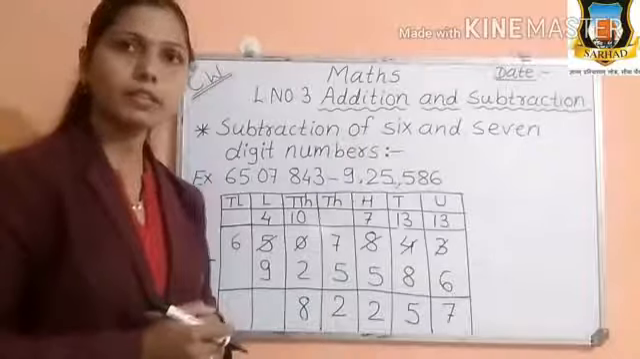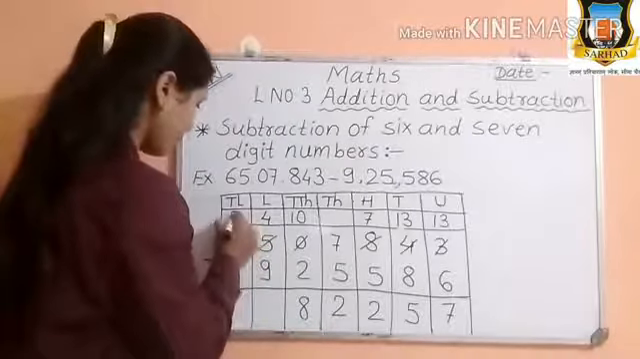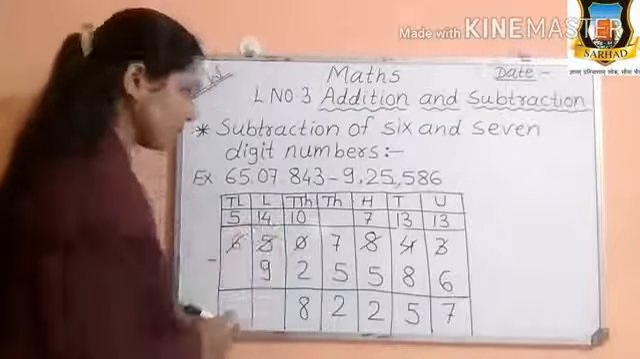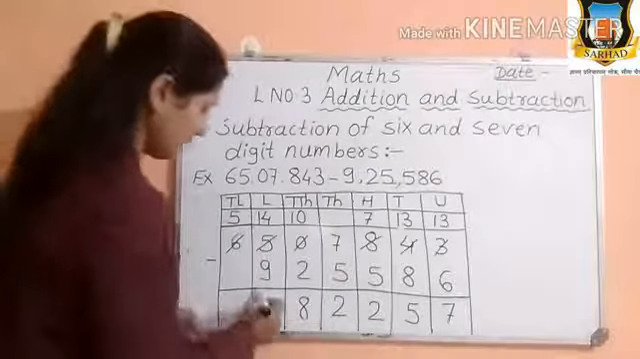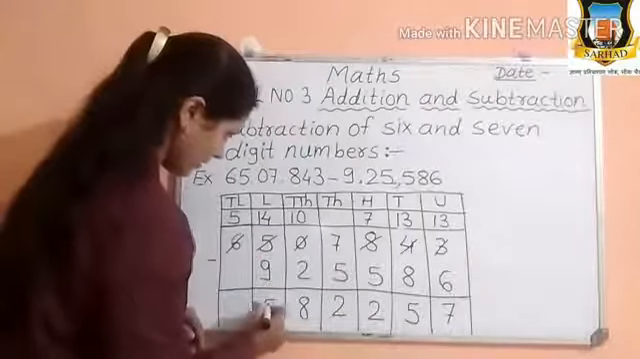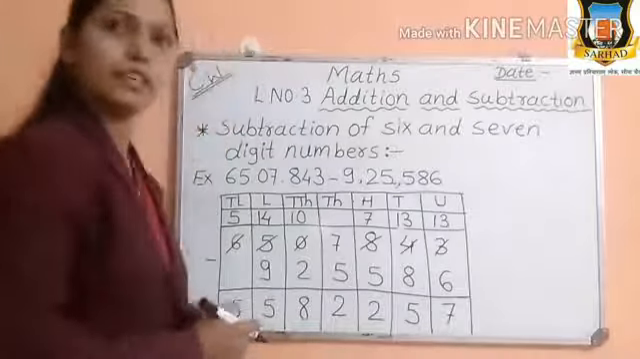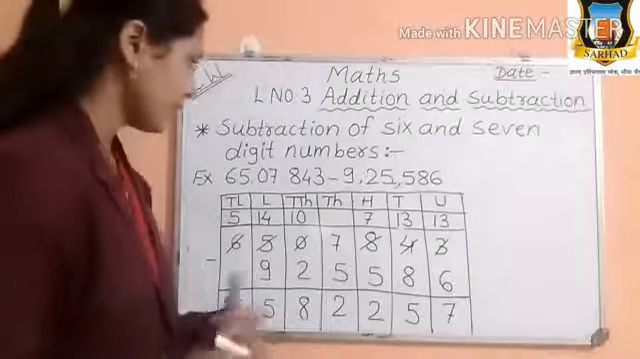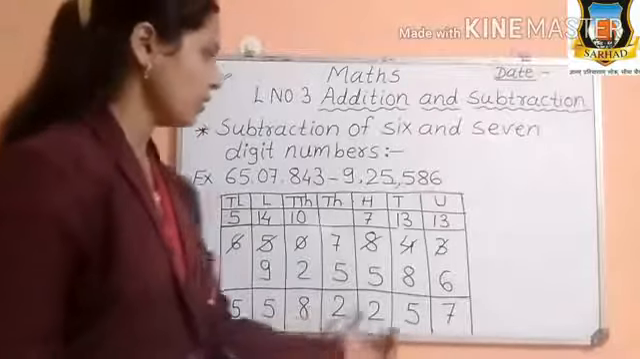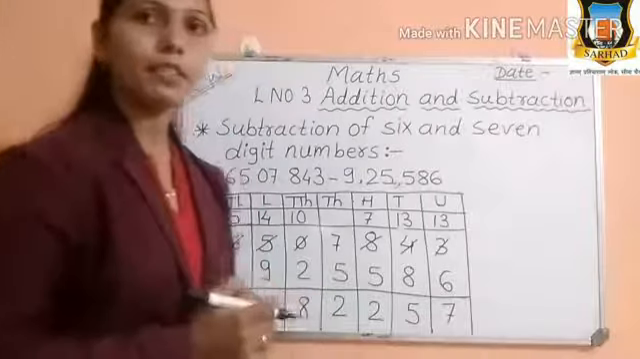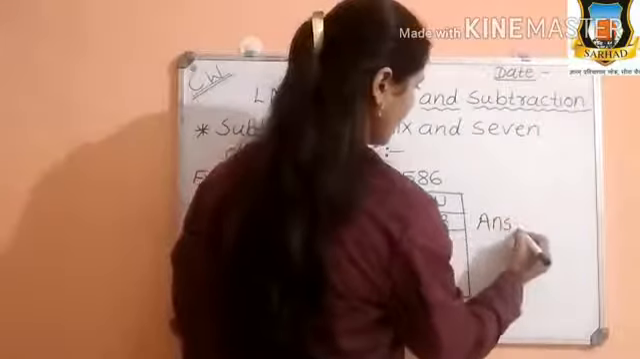Now again 4 minus 9. Is it possible? No. That's why we take one borrow from the next number, and here 14 will come. So 14 minus 9 is 5, and this 5 we write as it is. So what will be the answer? 55,82,257 is the answer.